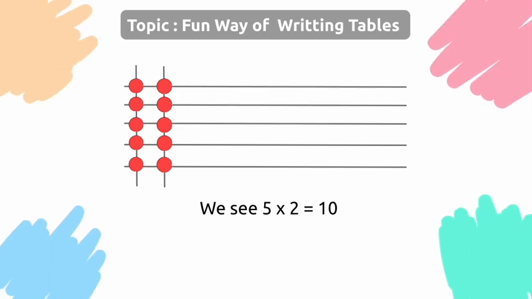Next topic, fun way of writing tables. Mithil draws sticks in rows and columns. When we draw 5 rows and 2 columns, we see 5 multiplied by 2 is equal to 10 red dots.